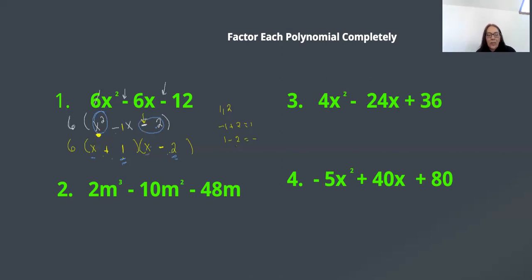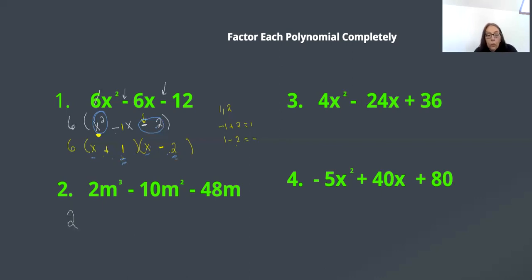All right, let's take a look at the next one. So what can I factor out of the next one? Well, when I look at the coefficients, the numbers out front, I have a 2, a 10, and a 48. 2 is the smallest. All the numbers are even, so I could take a 2 out. Let's try this color. So we could take a 2 out.